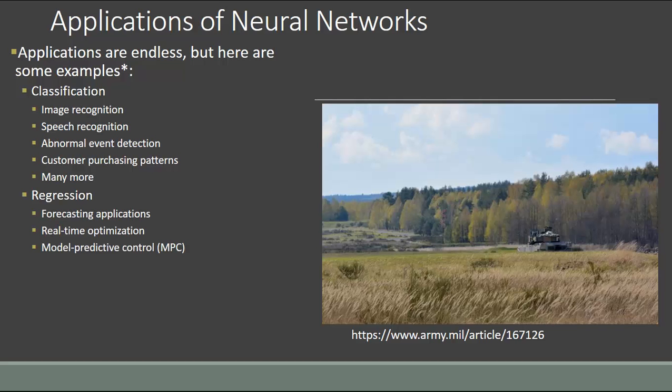This could also be used to actually control a plant if you have a complex relationship between outputs and inputs and you're trying to regulate a certain output. That neural network can provide a lot of insight into what the inputs should be so that you get the output that you desire in a control application.